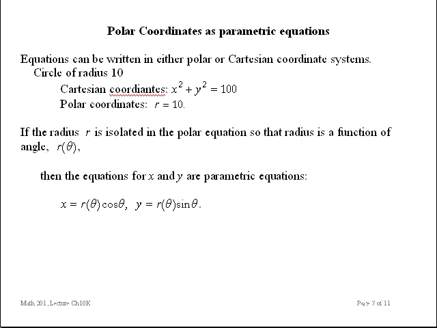If we want to look at polar coordinates as a parametric equation, then we consider the radius. We can isolate it in the polar equation, then the radius is a function of theta. So polar coordinates are now parametric equations. When we write our equations for x and y, x is r cosine theta, but r is some function of theta, so we see we've written a parametric equation here for x in terms of theta. Here's the parametric equation for y in terms of theta.